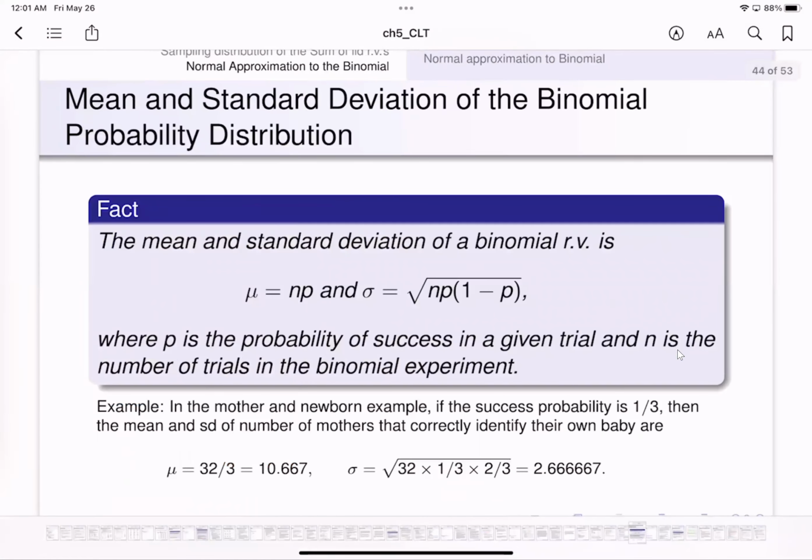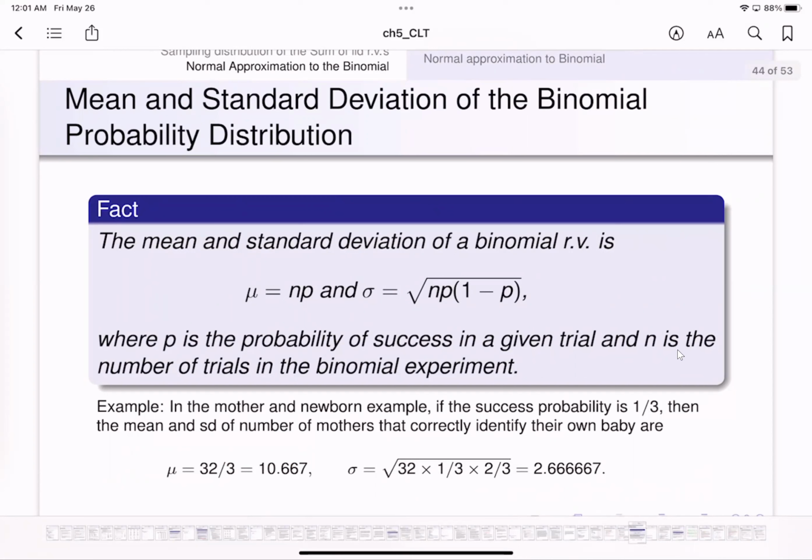Since the binomial random variable is simply the sum of Bernoulli random variables, then we can easily find the mean to be n times the Bernoulli random variable's success probability p. And the standard deviation is simply the square root of n times the Bernoulli random variable's variance. So np gives us the mean, and np times 1 minus p gives us the variance. If we take the square root, that gives us the standard deviation.